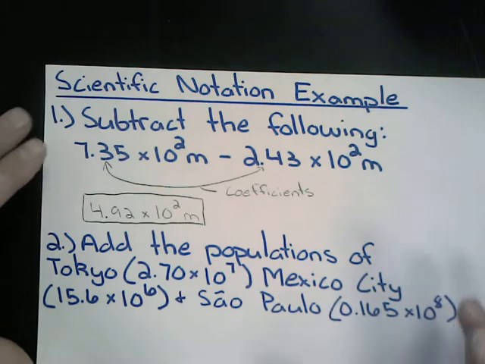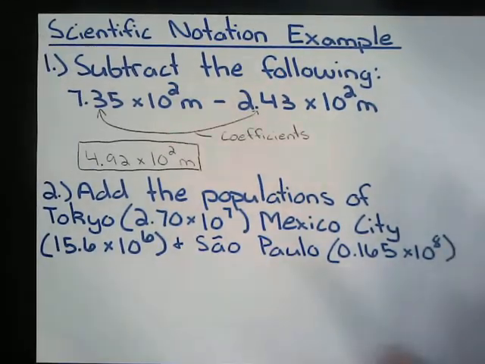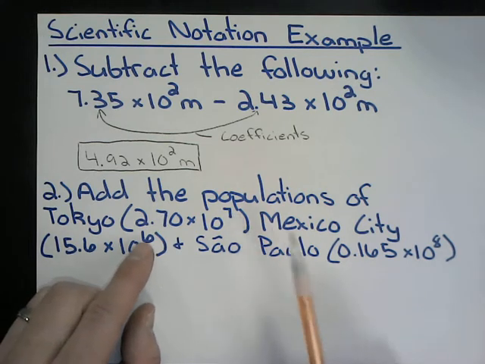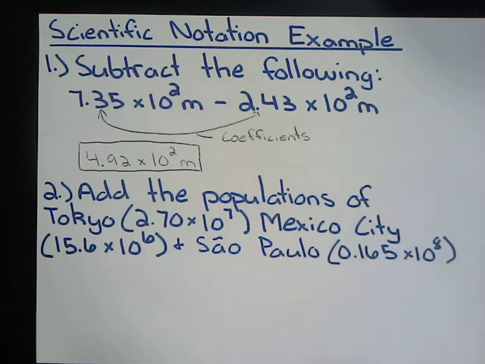Now let's go to a problem that involves a little bit more. It says, add the populations of Tokyo, Mexico City, and Sao Paulo, Brazil. These are listed here, and the first thing we have to ask ourselves is, are the exponents of these particular cities' populations the same? We have a 7th power, a 6th power, and an 8th power. Well, no, those are not the same, so we can't simply add those coefficients together. We have to pick one exponent to convert all of these numbers to.